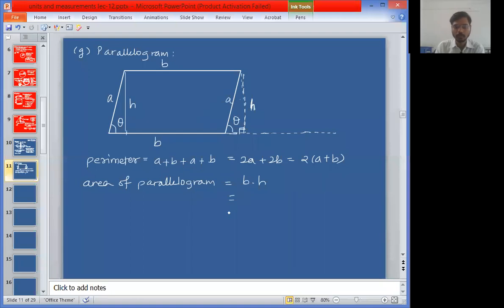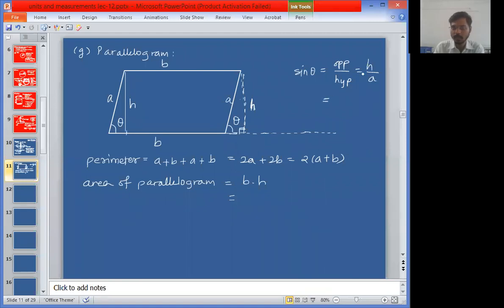Now if you observe this triangle, and if you write sine theta, you know sine theta is opposite upon hypotenuse, right? What is the opposite side in this triangle? Opposite side is equal to h divided by hypotenuse. Hypotenuse is small a.